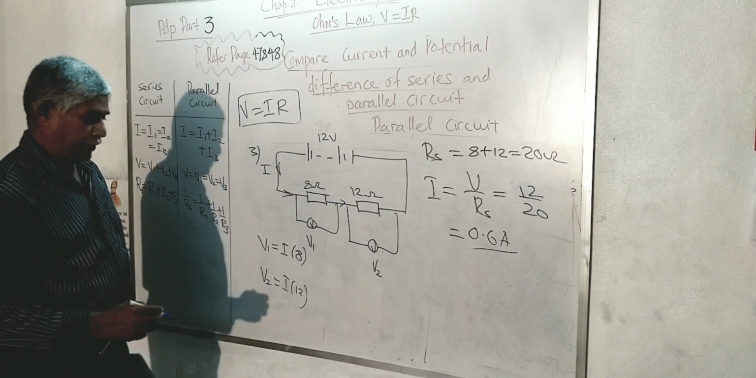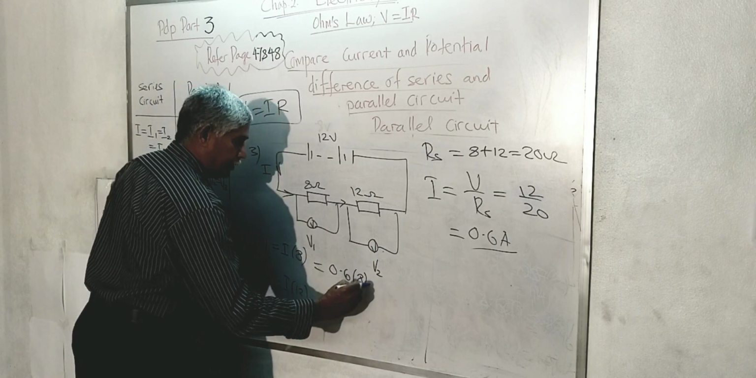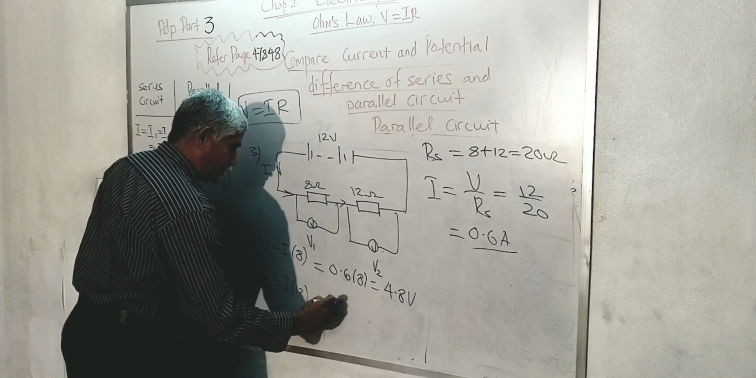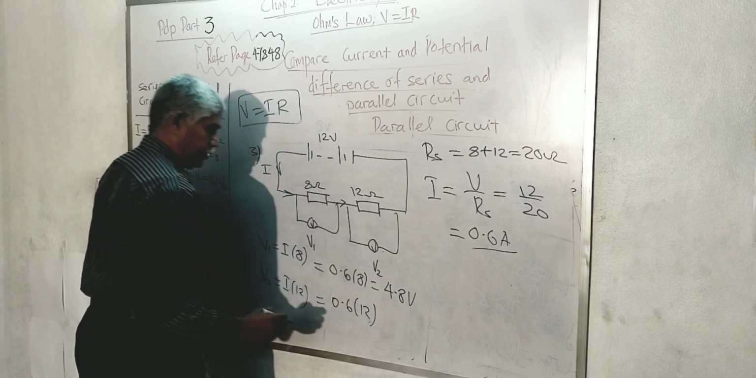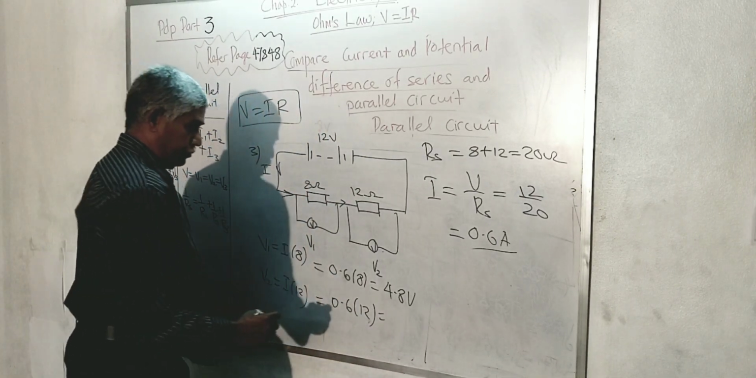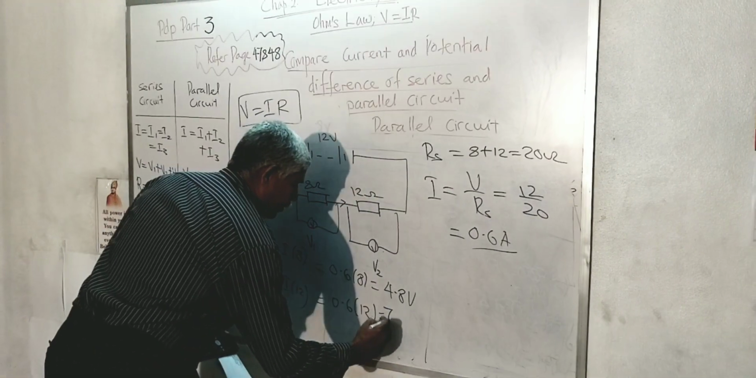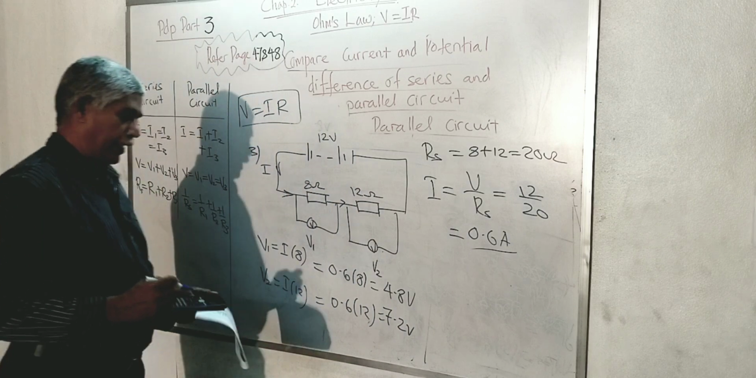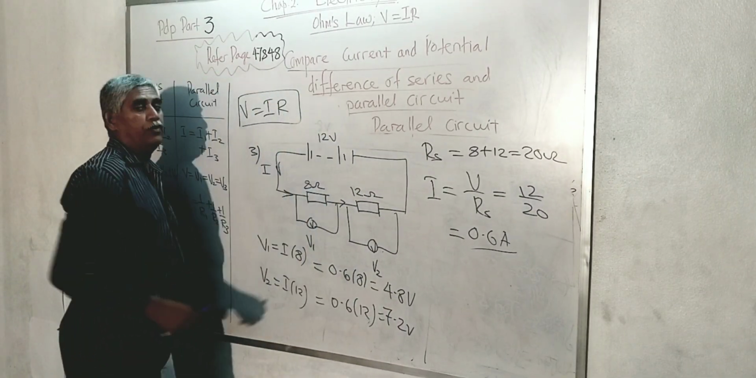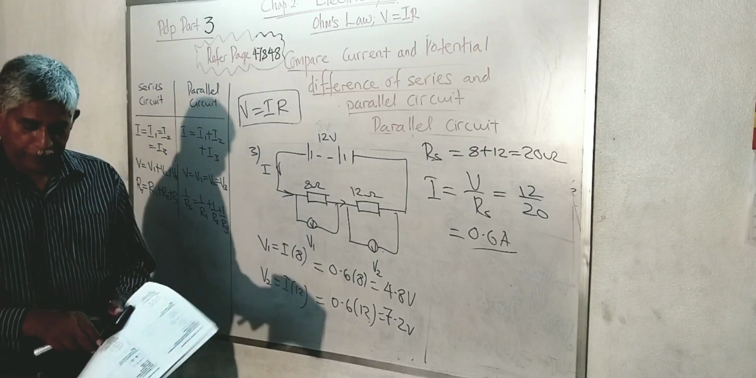So simple now, V1 is 0.6 times 8, then you get 4.8 volt. Then V2 is 0.6 times 12, so you get 7.2 volt. When you add up 7.2 and 4.8, you will get your 12 volt. This voltage plus this will get the total supply voltage.